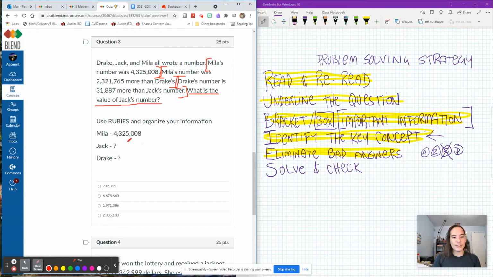So I've started organizing your information a little bit for you. This is a good way to organize your information: by writing the three names, or maybe just M, J, D, and then after that, writing the numbers that we do know, and then maybe writing question marks for what we don't know. So we're trying to figure it out, right?